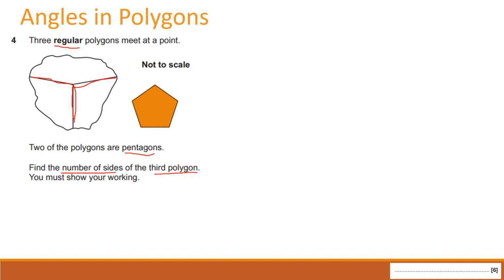Now this question is worth 6 marks. In the bottom right hand corner it tells us how many marks the question is worth. The question also says you must show your working out. And if you do not show your working, you will not be able to be awarded the full marks for this question. Now, to be able to answer this question, we need to know some key formulas.